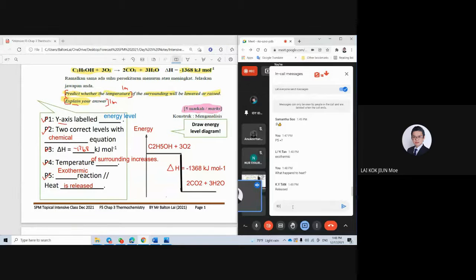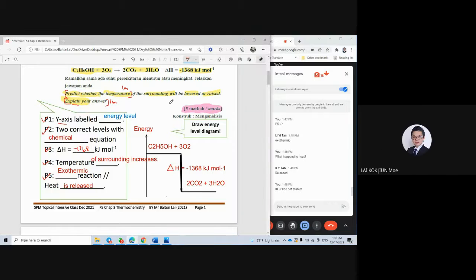ID, your line is not stable. ID, do you agree with your answer here? Yes, 5 marks can get inside your pocket already. You get all the 5 marks here? Yes, you're so confident.